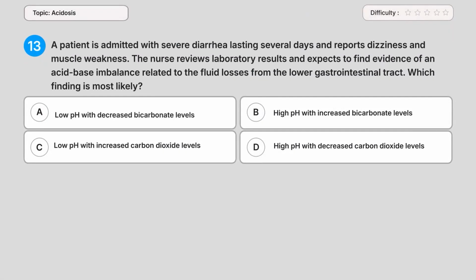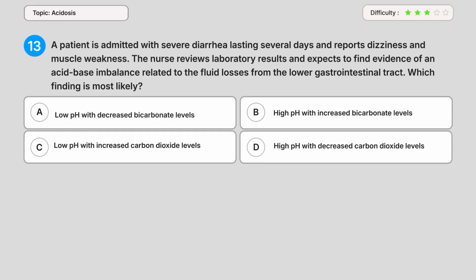Question 13. A patient is admitted with severe diarrhea lasting several days and reports dizziness and muscle weakness. The nurse reviews laboratory results and expects to find evidence of an acid-base imbalance related to the fluid losses from the lower gastrointestinal tract. Which finding is most likely?